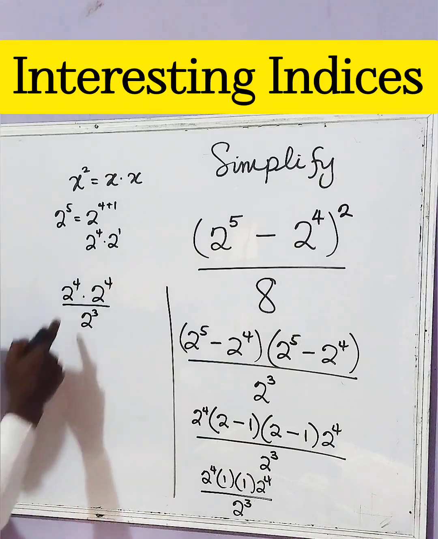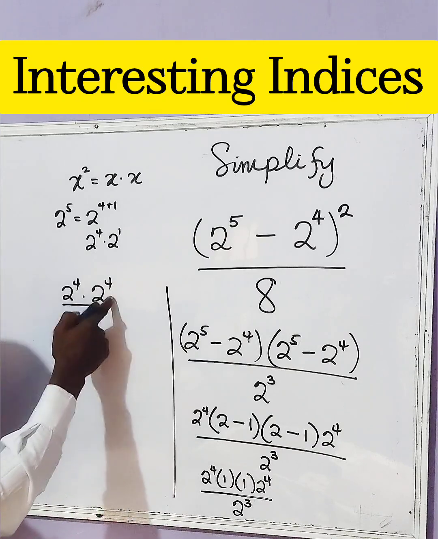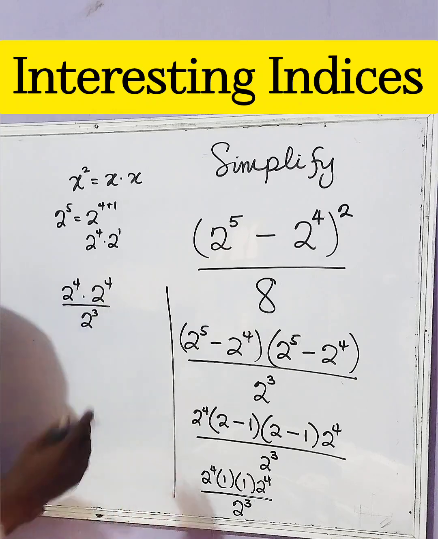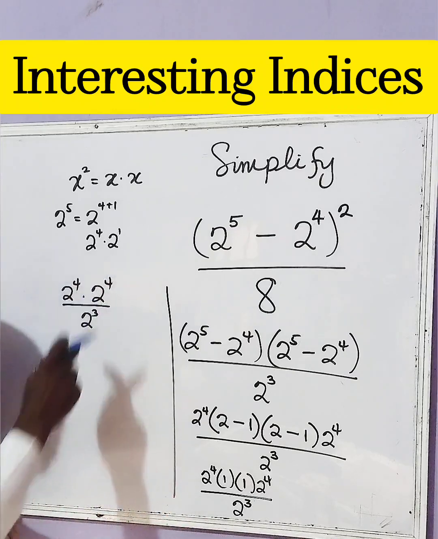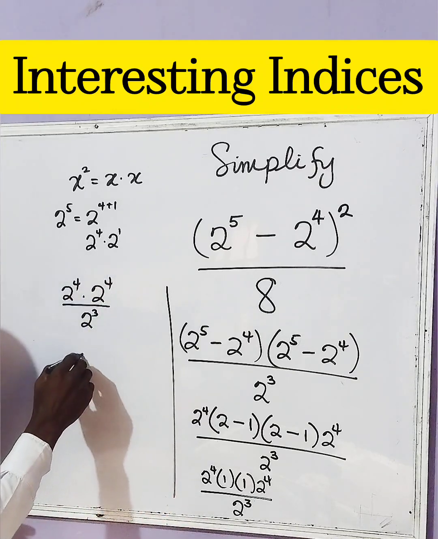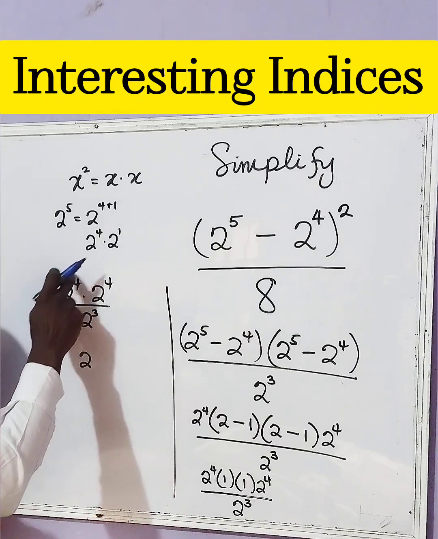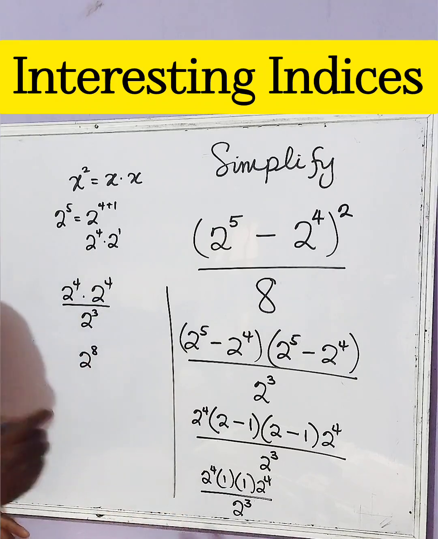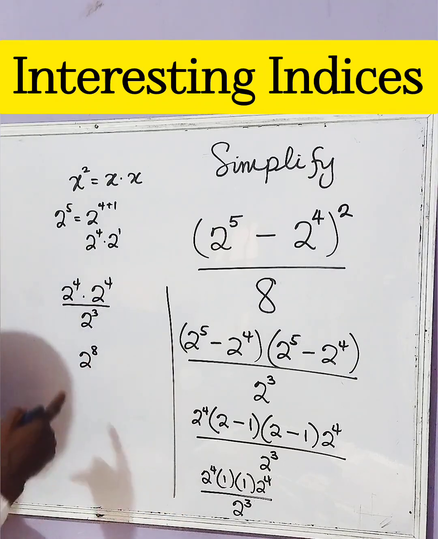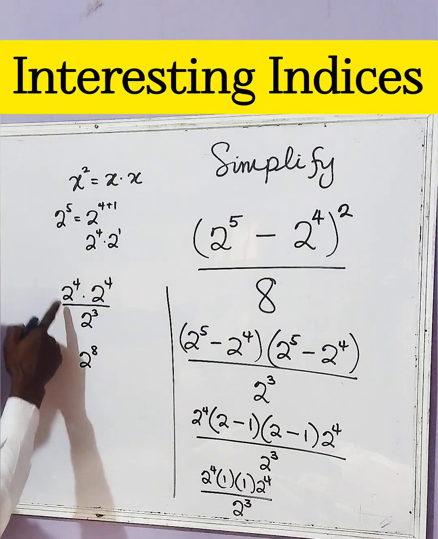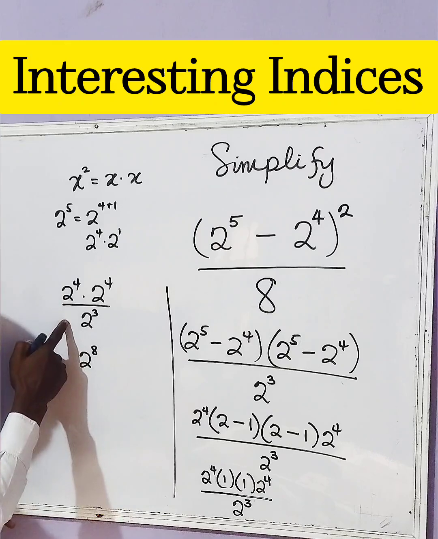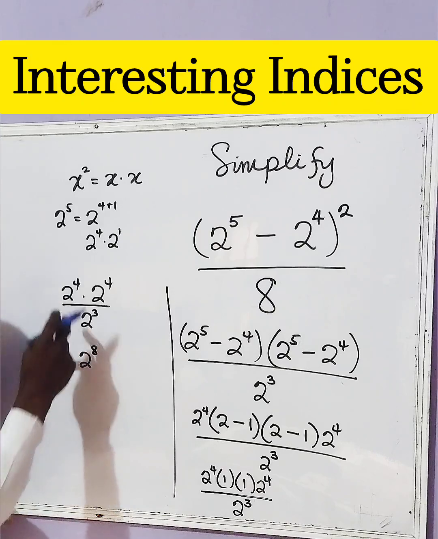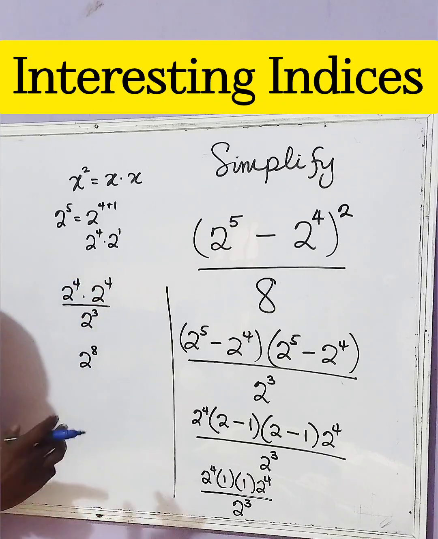By the laws of indices, when two exponents with the same base multiply, then we can sum up their exponents. So this becomes 2 raised to 4 plus 4, that will give us what? 8. Now another law of exponents tells us that when two exponents with the same base divide each other, their exponents will be what? Subtracted.